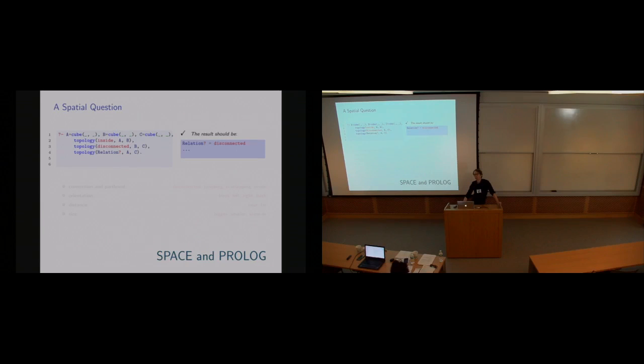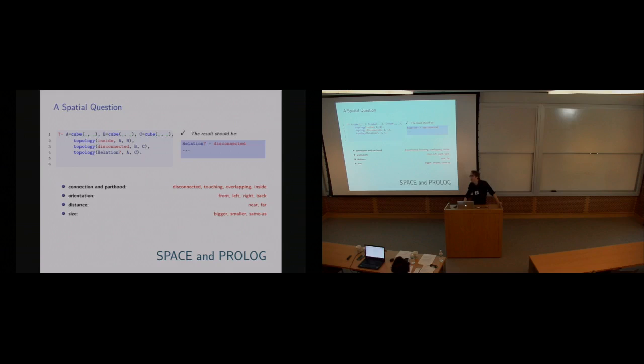Okay, so what would that look like in a language like Prolog? So here we might say we've got three cubes, A, B, and C. And importantly, we don't specify any numerical coordinates, right? So we're talking about any cube, A, B, and C, such that A is inside B, B is disconnected from C, and then we ask what relation holds between A and C. And then Prolog might give disconnected, we can ask for more solutions, and so on. So that's the sort of thing that we would like to have.